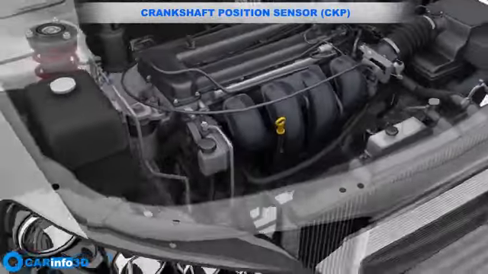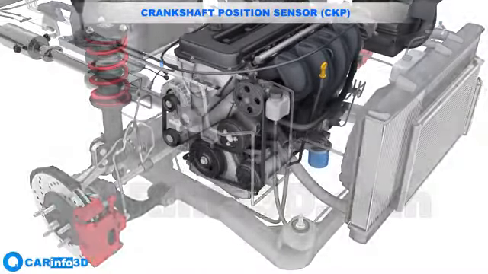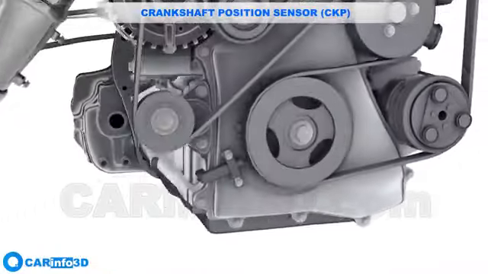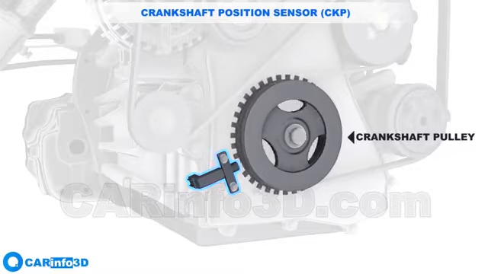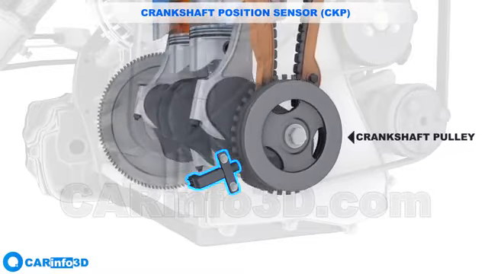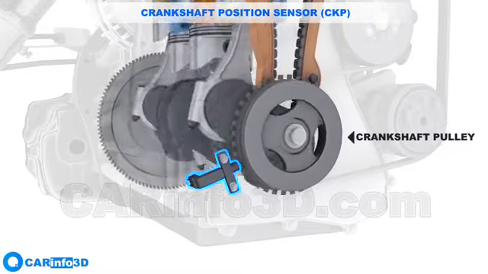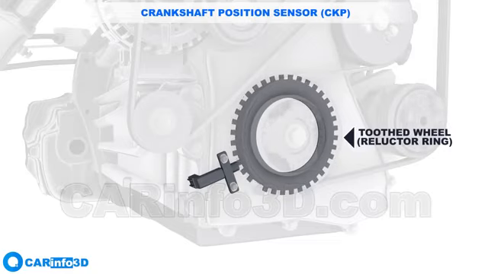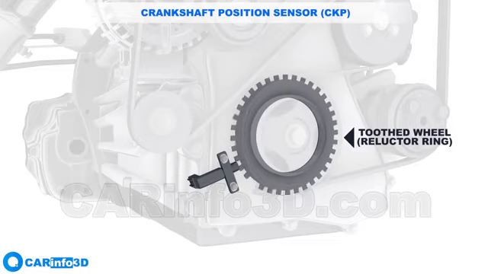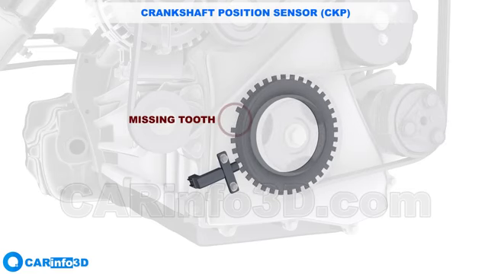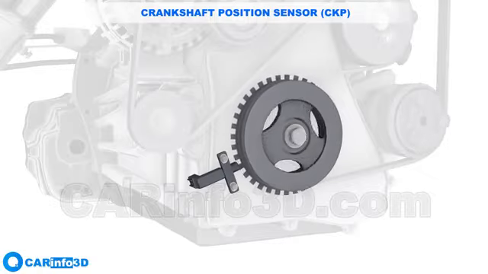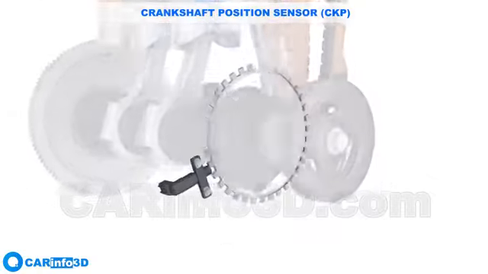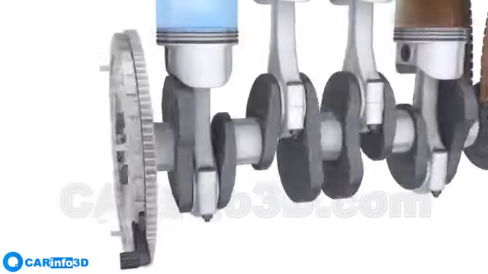The next sensor, the crankshaft position sensor, sits next to the crankshaft pulley. This sensor determines the position and rotational speed of the crankshaft. To allow the sensor to measure rotational speed and consistency, a toothed wheel is installed on the pulley. To identify the crankshaft's position, one or more teeth are removed from the wheel. The sensor may also be placed in other locations near the crankshaft, such as next to the flywheel.